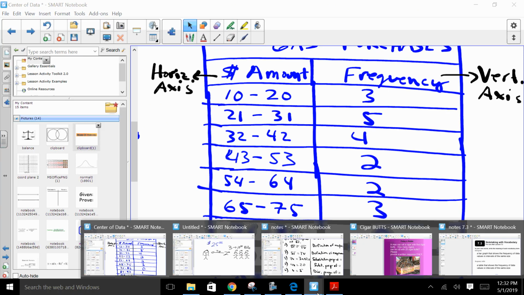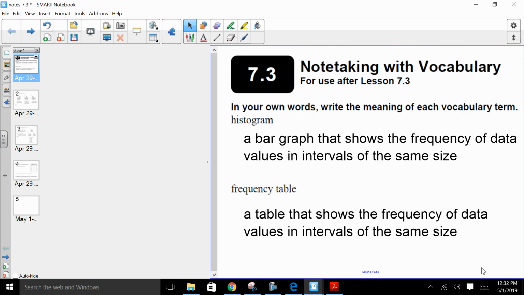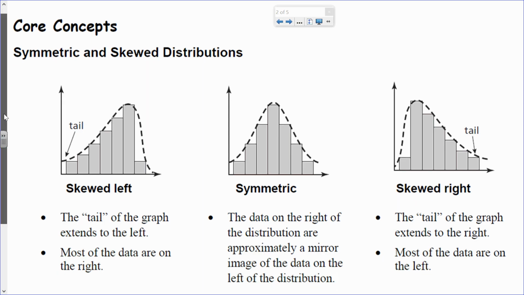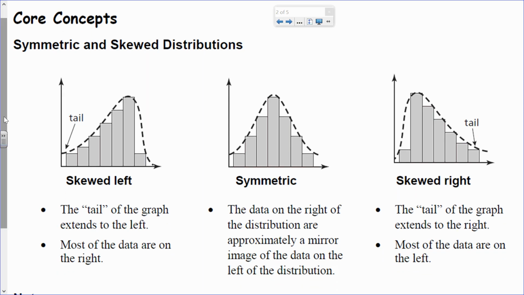Now, look at the middle of your note guide. We just defined the two words. If you look at the middle of the note guide, you have these three pictures here. Check that out. It's right in the middle. What we're talking about now is, look, the shapes of histograms determine a lot and tell us a lot about the data, believe it or not, the shapes of them.